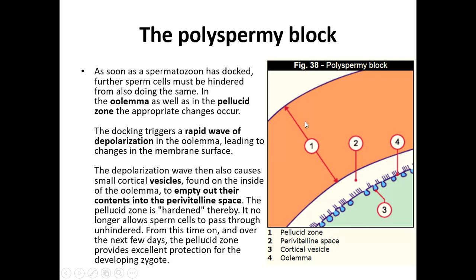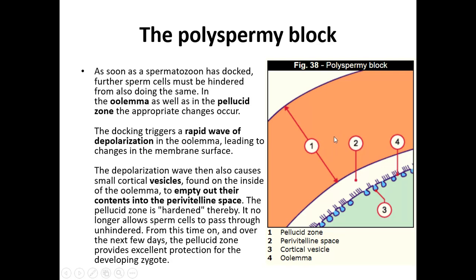Secondly, they harden the collagenous masses around the ovum and make this zona pellucida very, very solid, and then nothing can penetrate it anymore. That's why we need only one sperm.